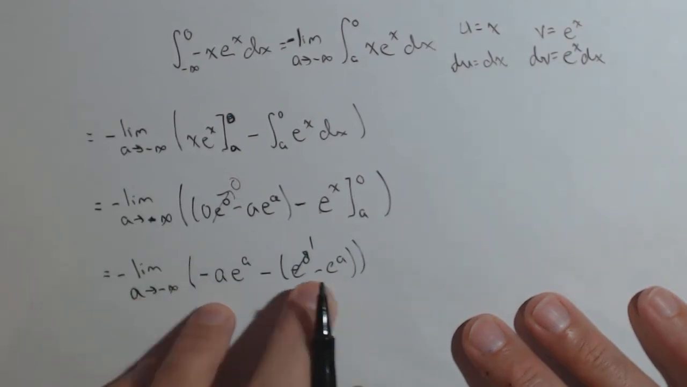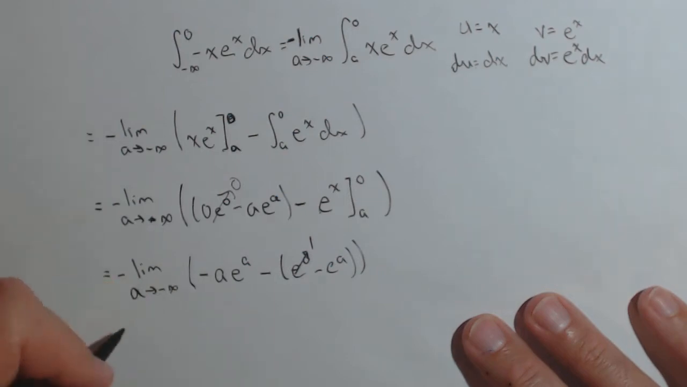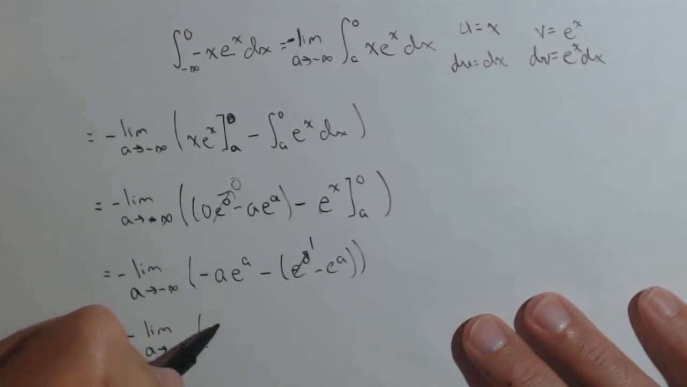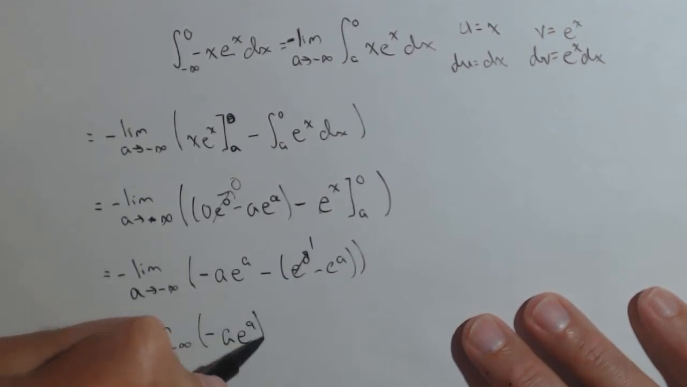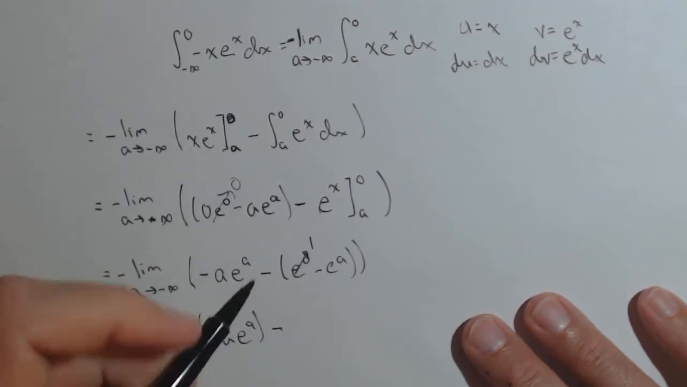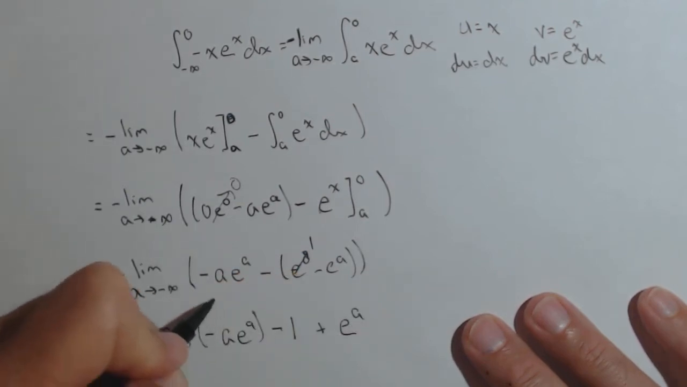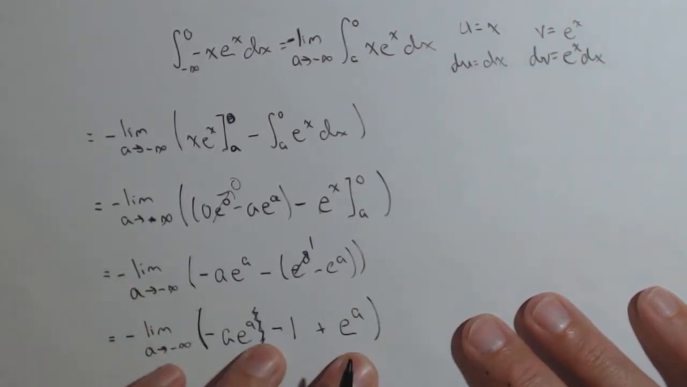Alright, we have two parts that depend on a and one part that doesn't. We'll keep that negative out front until the very end. So negative. Now we're looking at the limit as a goes to negative infinity. So we're going to have to take the limit of this guy. So negative a e to the a minus 1 plus e to the a. Let's put the whole thing in parentheses for right now. Alright, we need to do these limits. Ignore this. These are the only two pieces that depend on a. The negative one is going to still be there at the end. We just have to figure out what's going on with each of these.